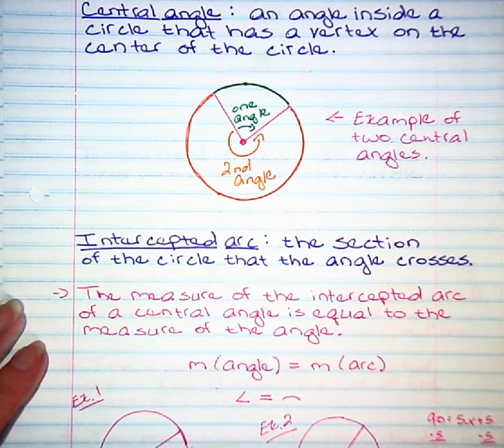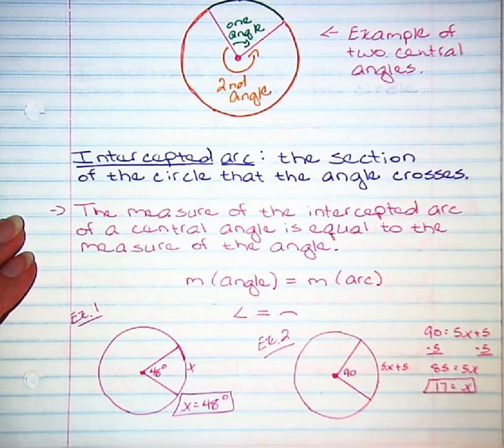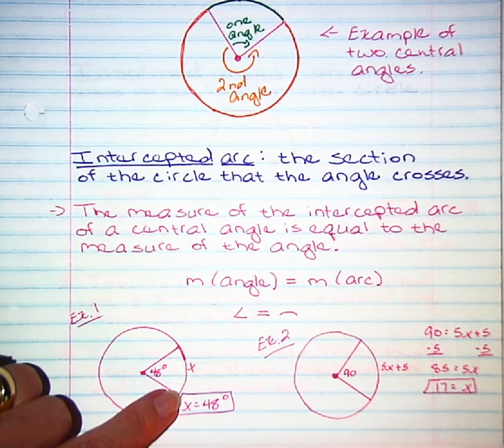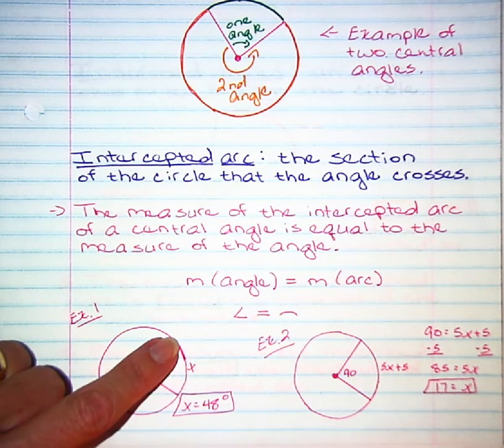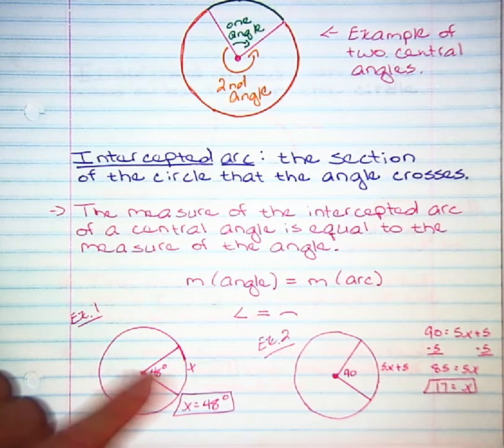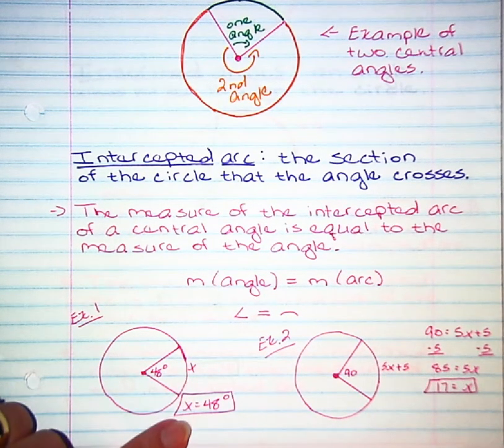All right. So here I have a couple of examples, and this one, we're looking for the measure of the arc, or this piece of the circle right here. And so since the central angle is 48 degrees, then we know that the arc is also 48 degrees.